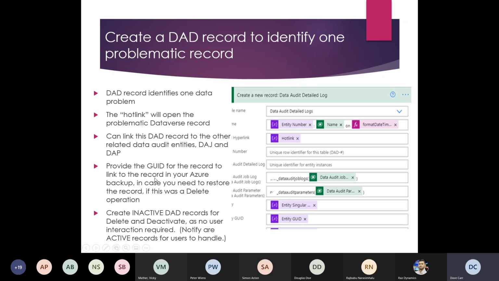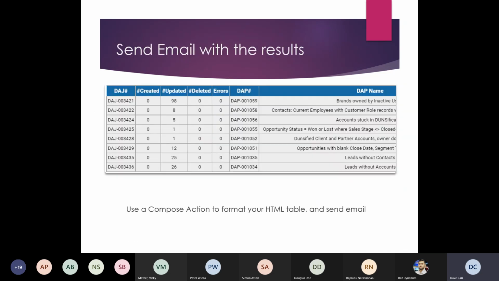So again, as we mentioned, we keep this GUID here in case it's a delete operation, so I can go back and restore it from my Azure backup. And I mentioned we're creating inactive records for delete and activate, as there's no user intervention required. We use the active DAD records for the users to go through and resolve the anomalies we found. When we're all done, we send an email with the results.